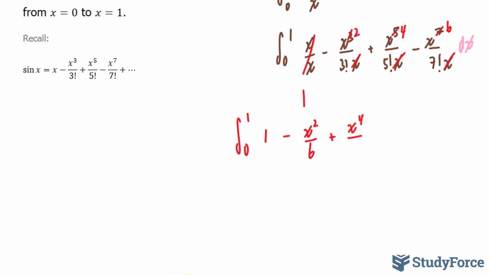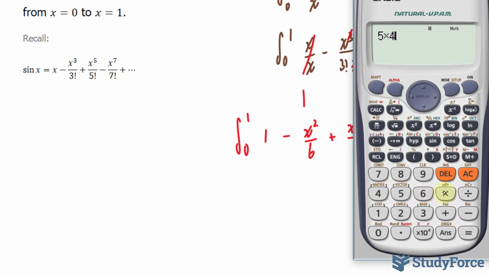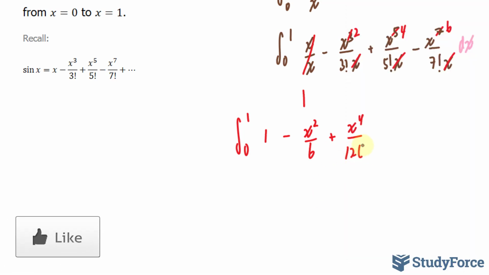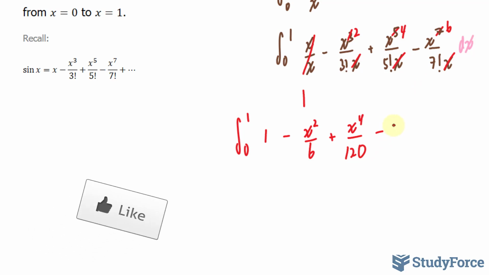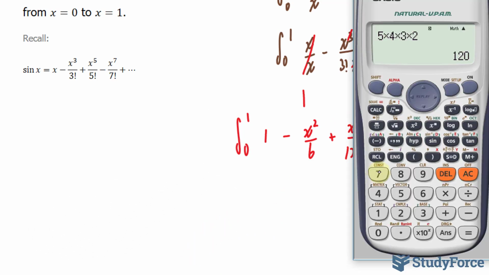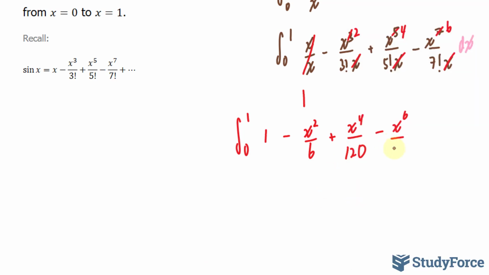I'll use my calculator for that. 5 times 4 times 3 times 2, and that gives me 120. And lastly, minus x to the power of 6 over 7 factorial. 7, shift this button, gives us 5040, with respect to x. Integrating these isn't hard.